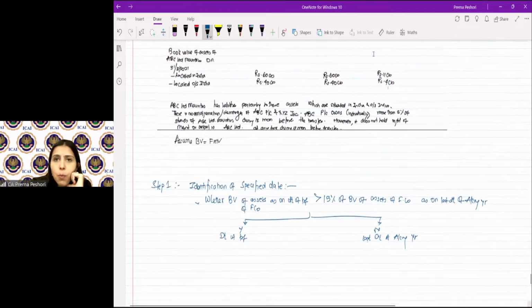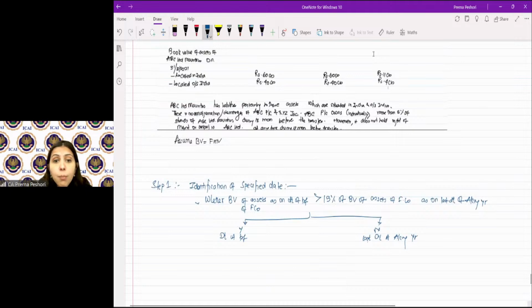Now, what is the book value of my asset, students, as on the date of transfer? The transfer has taken place on 25th of June, right? So in the first situation, if you look at the book value of my assets as on the 25th of June, it is 114, isn't it?